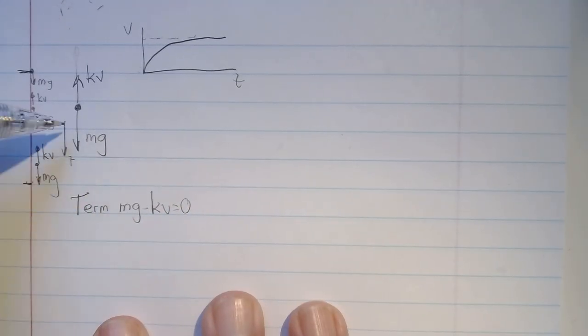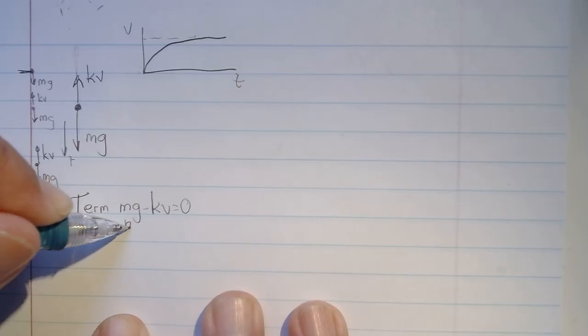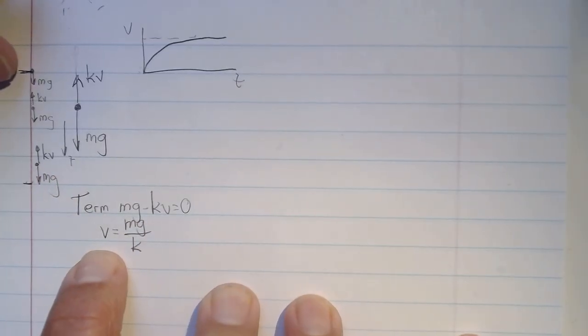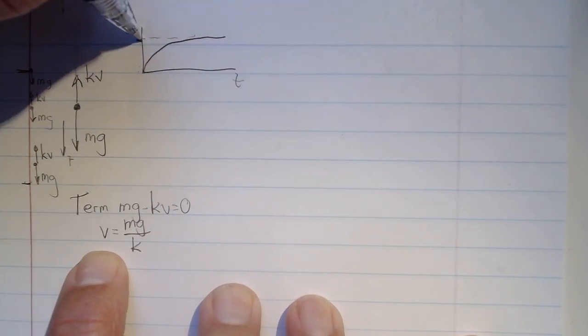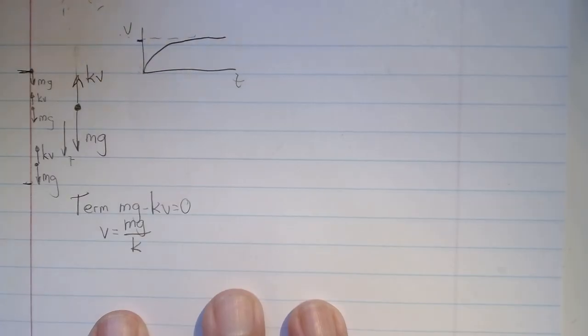mg minus kv equals 0. That's our Newton's second law. And so terminal is when it will not go any faster. mg equals kv, and we solve that: v is equal to mg over k. That's our terminal velocity. So that's what the graph asymptotically approaches, mg over k.